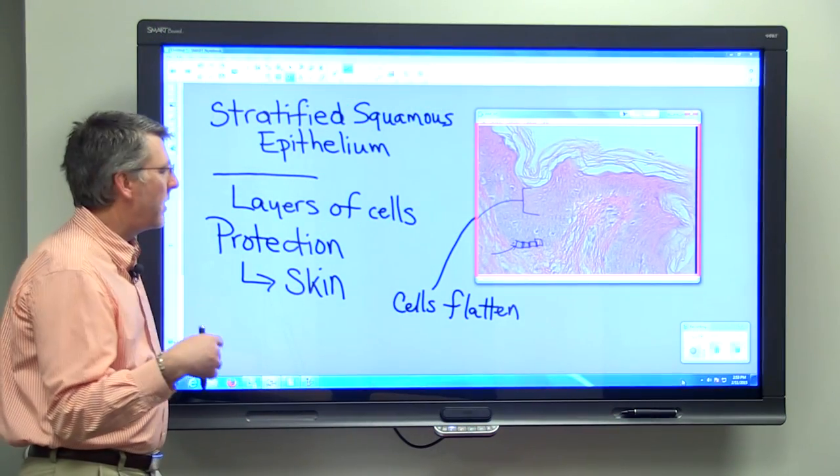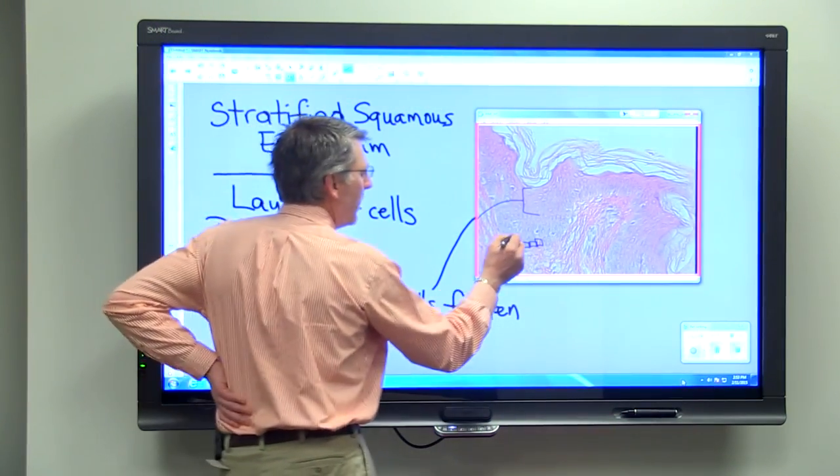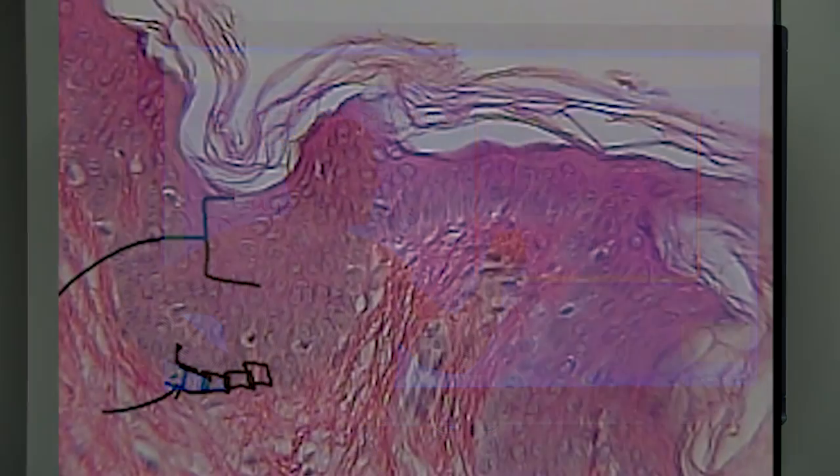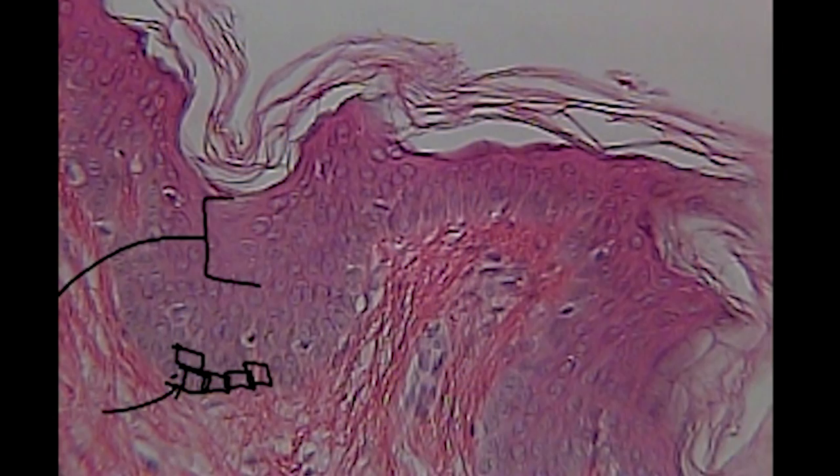So one of those cells will divide and make two, and when they do that, the older cell moves up into the next layer, so to speak. And then as the cell division occurs again down here, then that cell moves up again and moves up again and moves up again. But as the cell moves up, it also indicates that the cell is getting older.